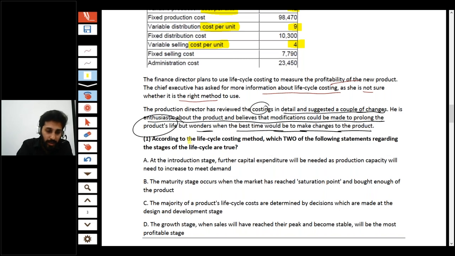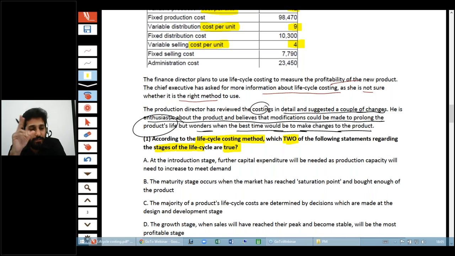Number one, according to the life cycle costing method, which two of the following statements regarding the stages of life cycle are true? You need to pick up the two statements which are correct with respect to the stages of life cycle, right? So go through all these 4 points and then I will be solving this.